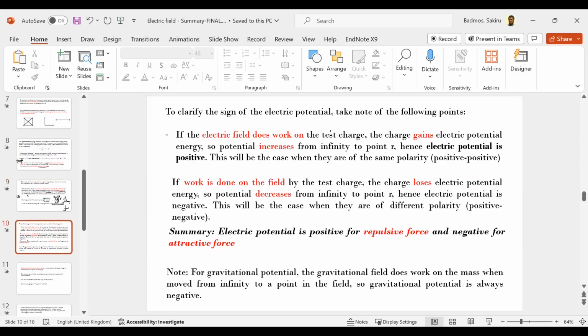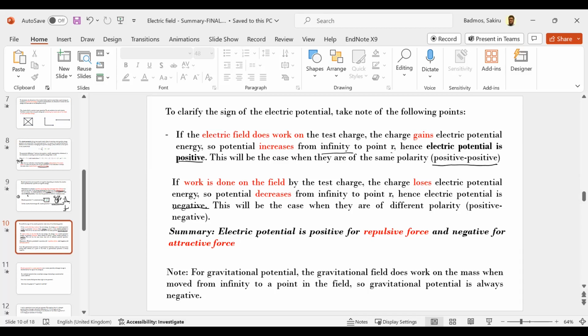Now, to clarify the sign of electric potential, you take note of the following point. If the electric field does work on the test charge, then the charge will gain electric potential energy. So potential will increase from infinity to that point r. Hence, electric potential will be positive. This will be the case if you have the same polarity, for example, positive, positive, or negative, negative. But if the charge does work on the field, then the charge loses electric potential energy. So the potential energy will decrease from infinity to the point r. Hence, electric potential will be negative.